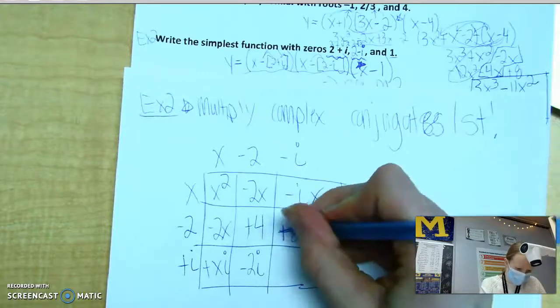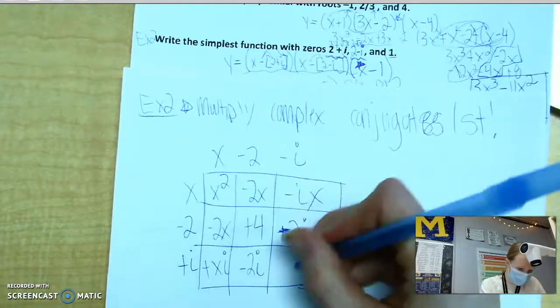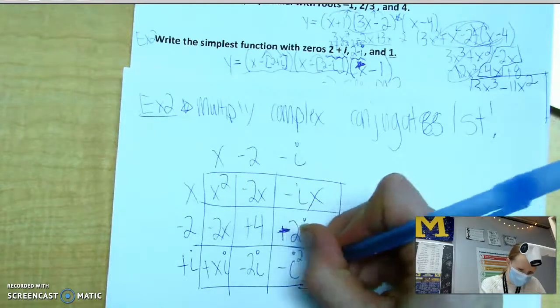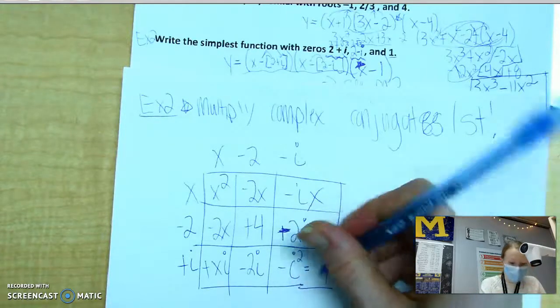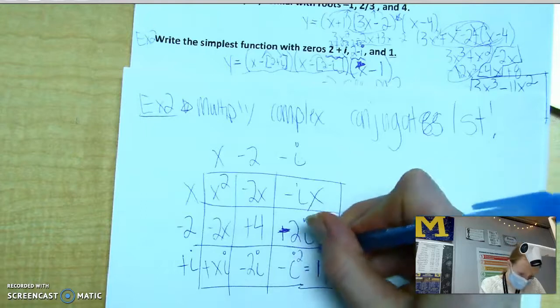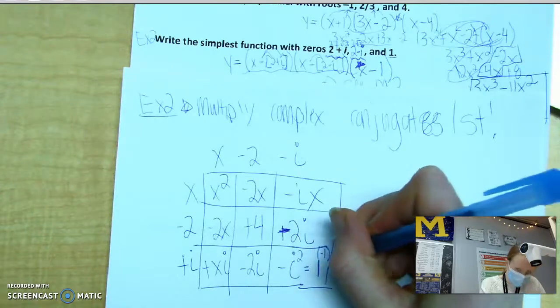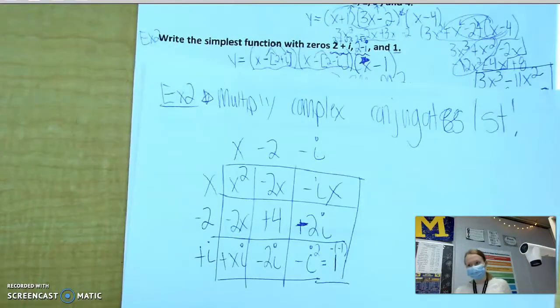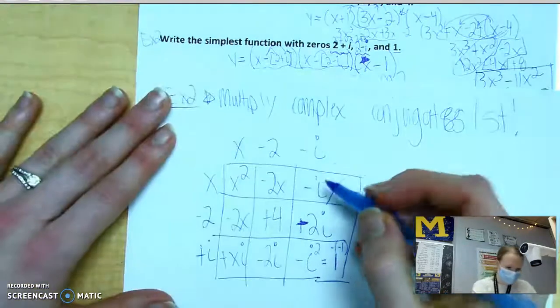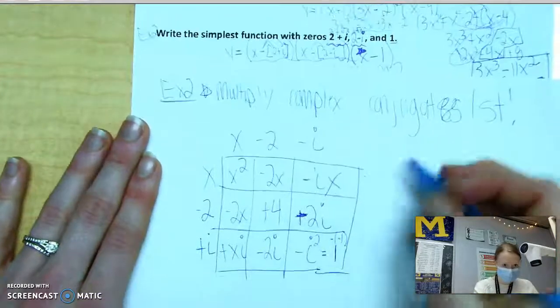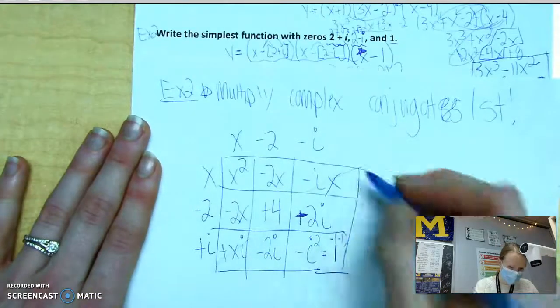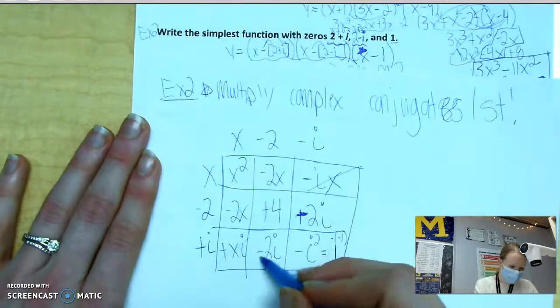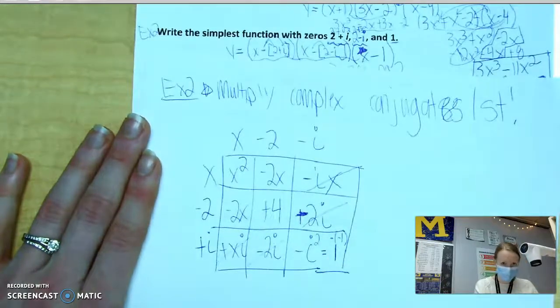So fix that for me. And then finally, negative i times a positive i is negative i squared, which gives me a positive 1. So think about it, I get negative 1. i squared is negative 1, but the negative on the outside makes it a positive 1. So I need to start combining like terms, but what you're going to notice is a positive xi and a negative xi will cancel. A negative 2i and a positive 2i cancel.